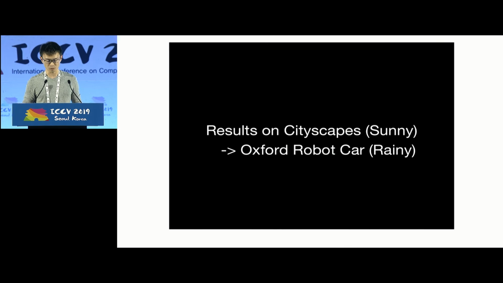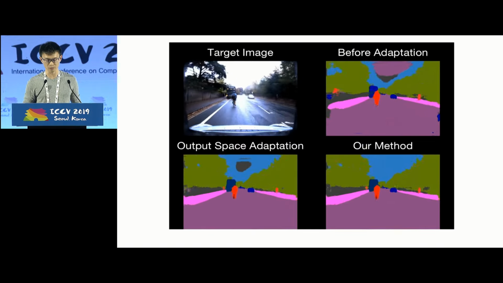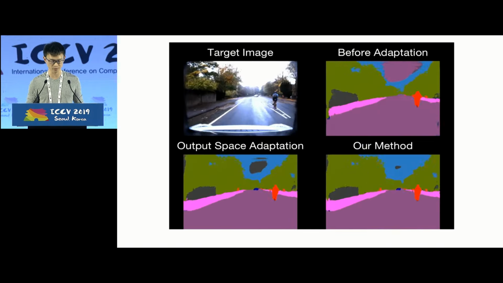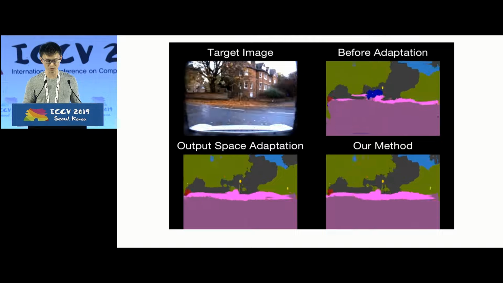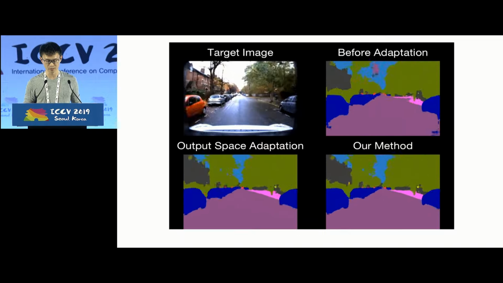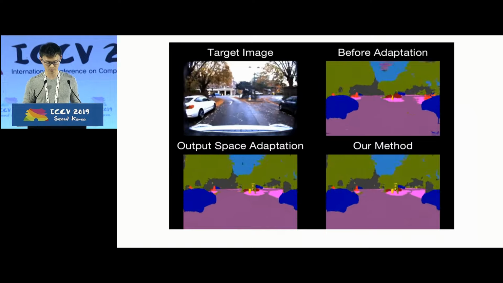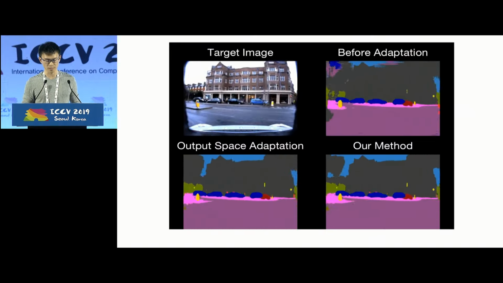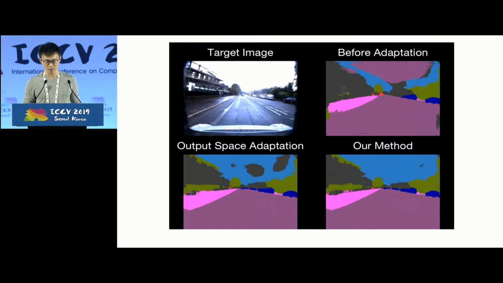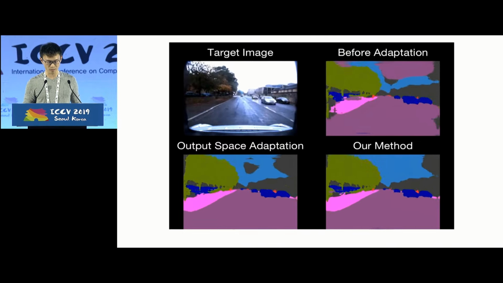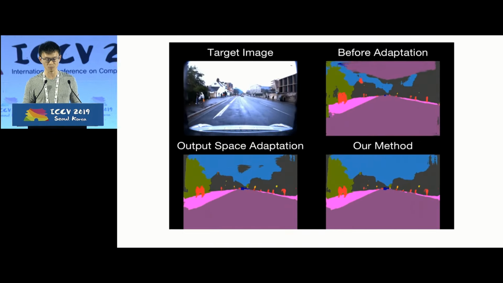In addition, we perform a cross-city experiment under different weather conditions, adapting from Cityscapes to the Oxford RobotCar dataset, and we annotate the segmentation ground truths for evaluation. The video results show that our method can generate less noisy regions compared to a model without adaptation and the output space approach.